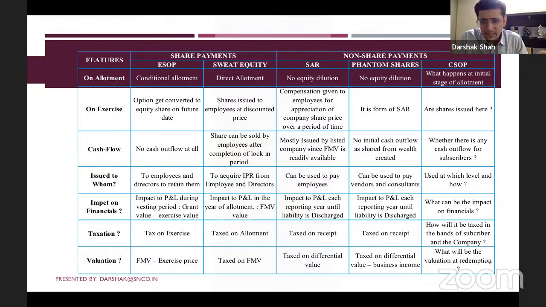Something which I have been discussing is what I have briefed over here. Very quickly, I'll take you to the important elements of it. ESOPs can be a conditional allotment, where after certain achievements by the employee, they will be getting the ESOPs. That could be one thing. It is basically on exercise, so the option gets converted into equity on future dates.